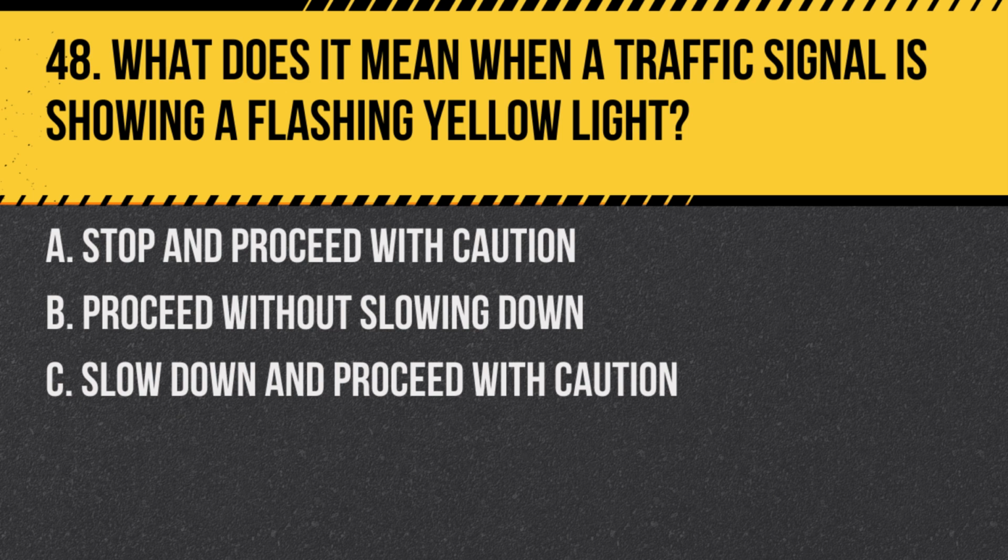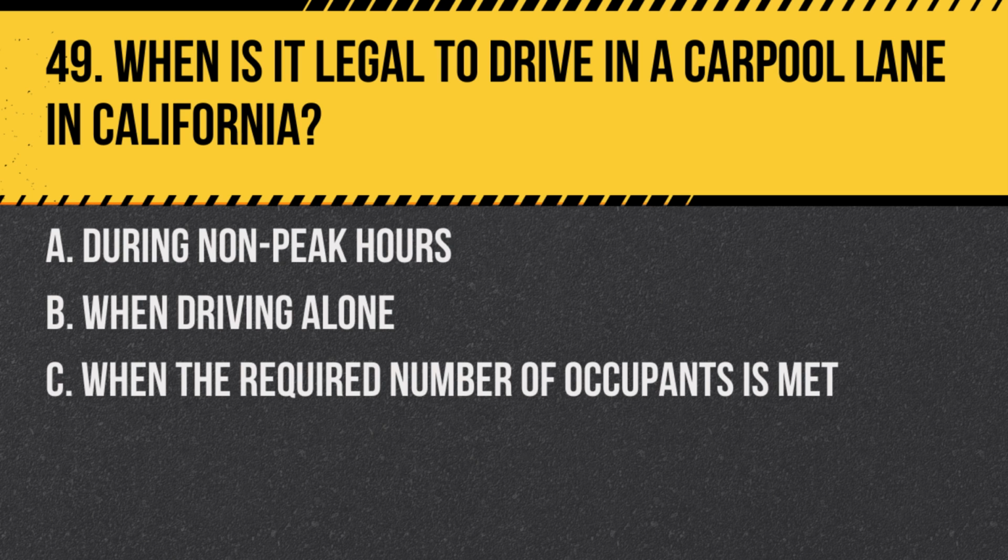Question 48. What does it mean when a traffic signal is showing a flashing yellow light? A. Stop and proceed with caution. B. Proceed without slowing down. C. Slow down and proceed with caution. Answer. C. Slow down and proceed with caution. A flashing yellow light at an intersection means to slow down and be prepared to stop if necessary, proceeding with caution.